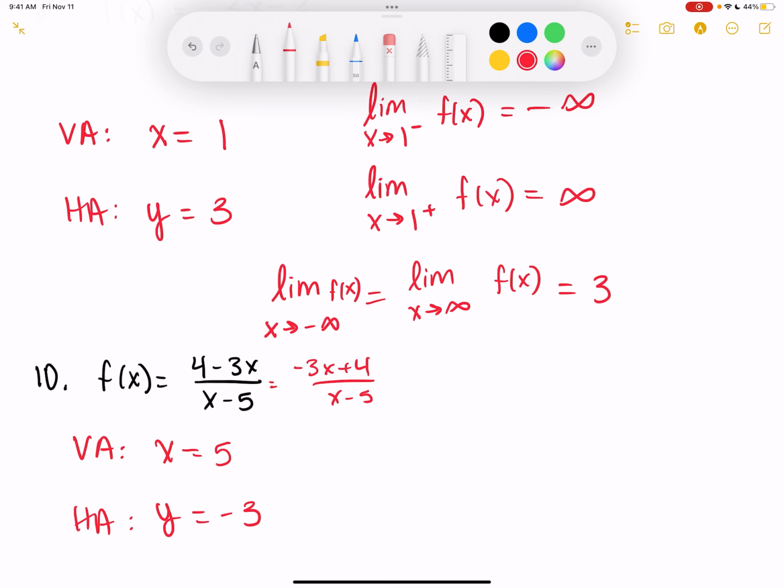So the limit as x approaches 5 from the left of f of x equals, what'd you do? Just move the boxes to the floor.